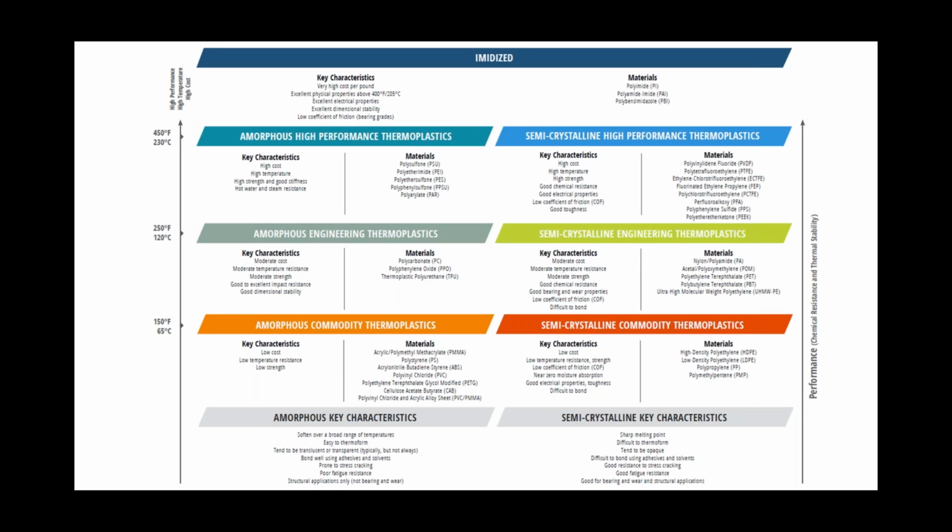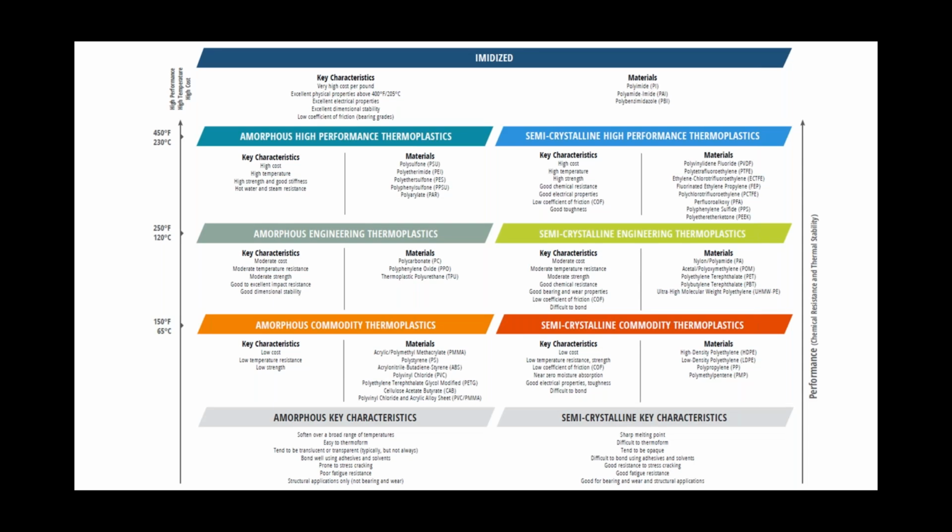Difficult to bond using adhesives or solvents. Well, he did say he wanted to glue it together, so I think we could probably stop right there and just jump over to Amorphous and see if that has characteristics that would be more beneficial to us. So soften over a broad range of temperatures, sure. Easy to thermoform. He's probably not going to thermoform it, but good to know. Tend to be translucent or transparent. All right, I think we're on the right track here.